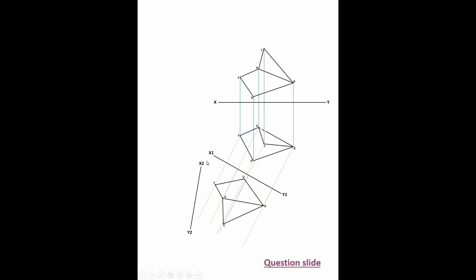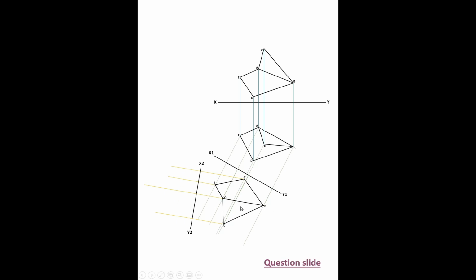Using our 1-2 rule, or our 2 views back, we bring across all the points, always perpendicular to the XY line. So we do that first. Bring up all your points. And once we have all our points, we go 2 views back.